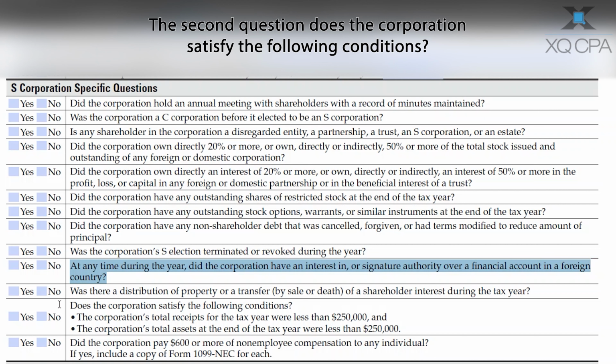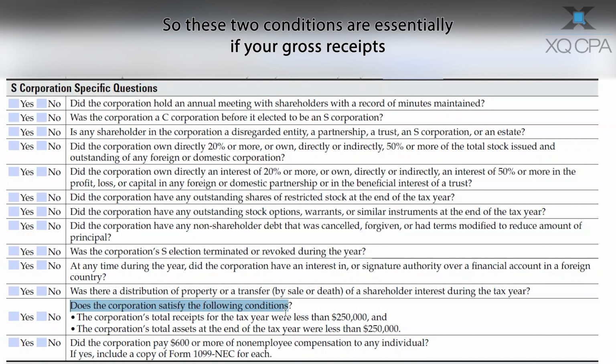The second question, does the corporation satisfy the following conditions? These two conditions are essentially if your gross receipts are at least 250 grand or more, same with your total assets. Because if they are, there will be additional disclosure on something called Schedule L of this tax return.